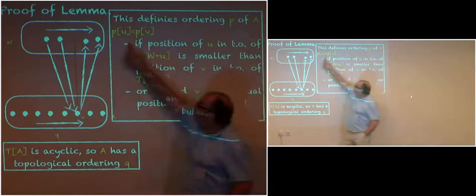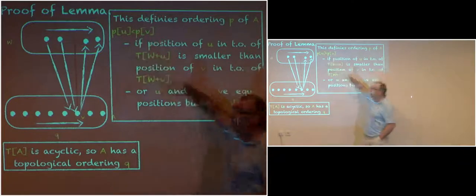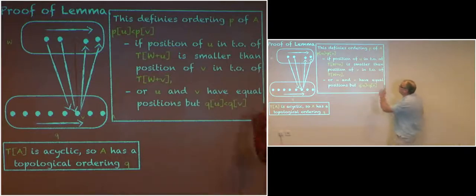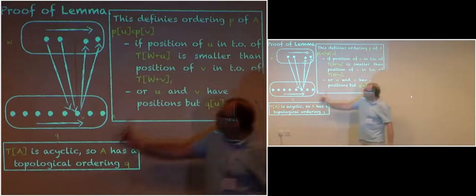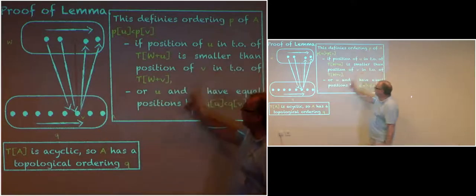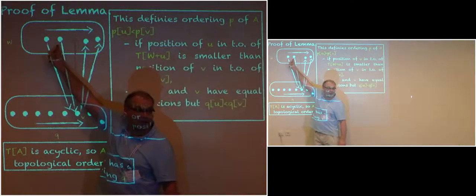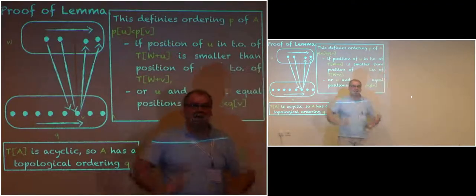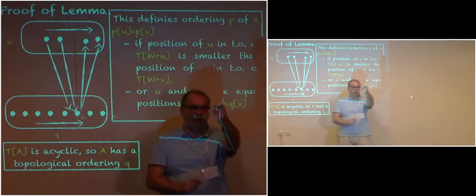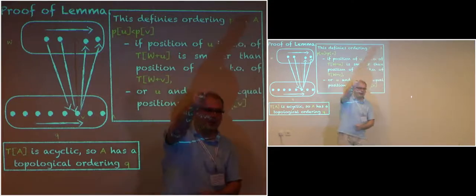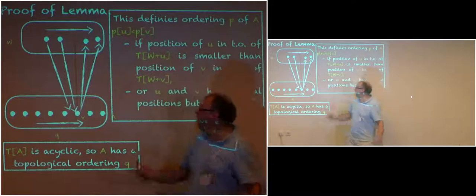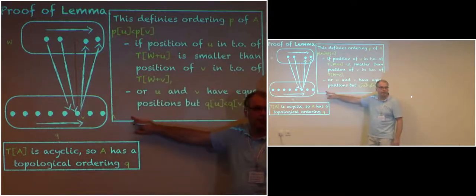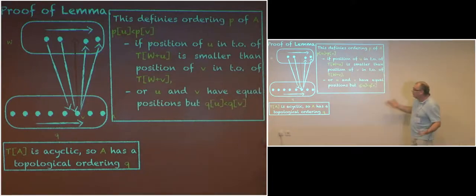First of all, I say that P of U is smaller than P of V if the position of U, if I map it here, is smaller than the position of V, if I map it here. But it can also be that they have the same positions, right? Because I cannot map two vertices simultaneously. So for one vertex it can be position i, and for the second vertex it can also be position i. Then I compare these vertices subject to the ordering of them. This is the second thing I'm doing, and this defines the ordering.